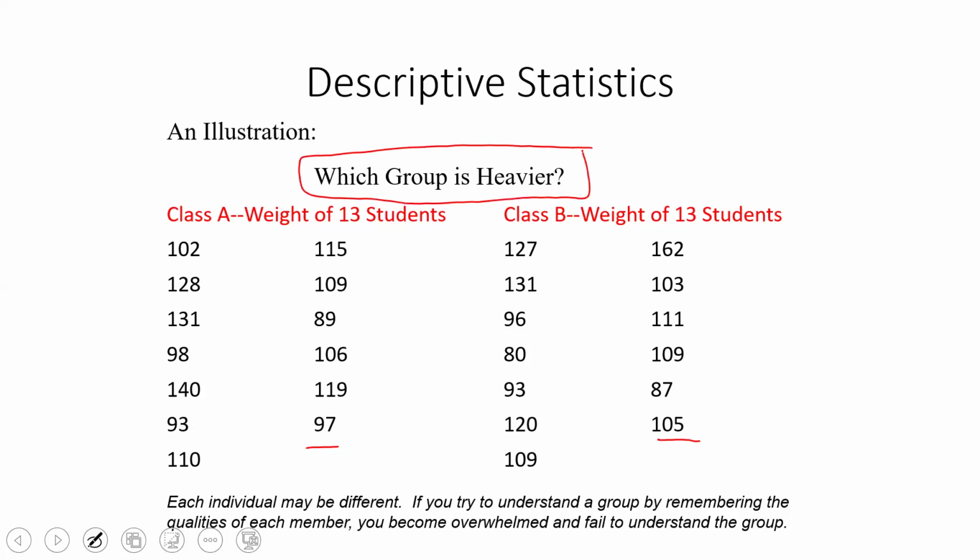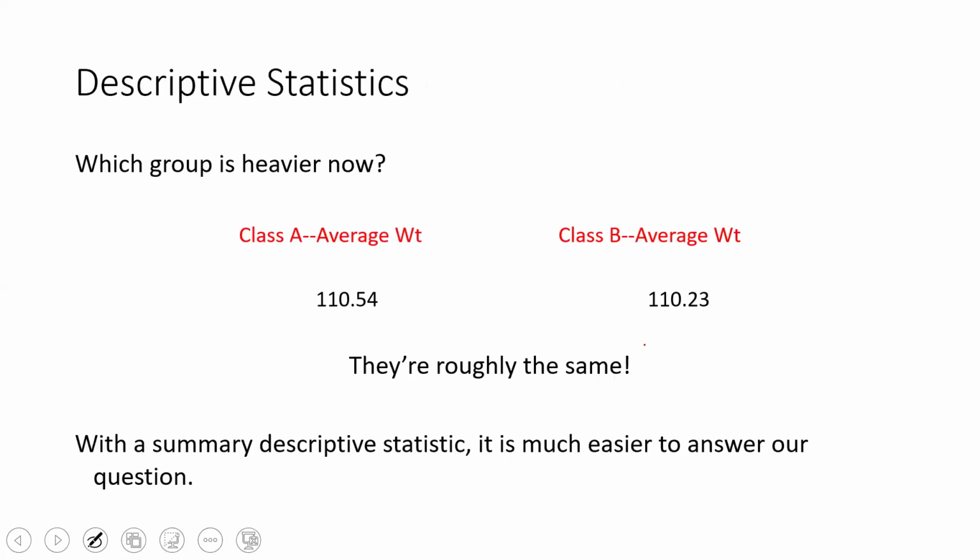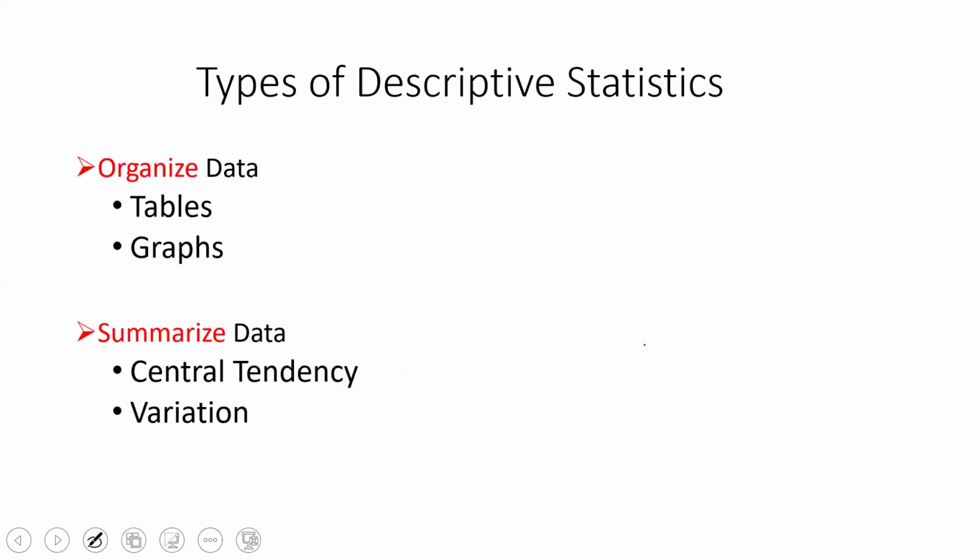And we have this data of 13 students in class A and class B. By looking at this, it's challenging to be able to say this is heavier or that is heavier, because you will see some high values here, like 131 here, like 140 here. Likewise, on the other side, I think the highest we have here is 162. So it's difficult for you to actually pinpoint which is heavier. But with the use of descriptive statistics, we can see that they are roughly the same. Both of them have an average weight of 110.5 and 110.2. They are roughly the same. And that you can easily pick by the use of descriptive statistics, unlike trying to look at the raw data to pick what is better.